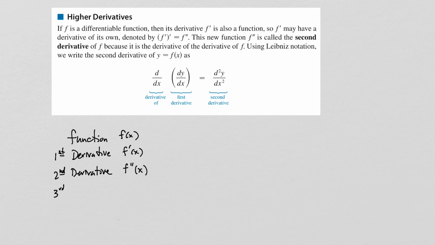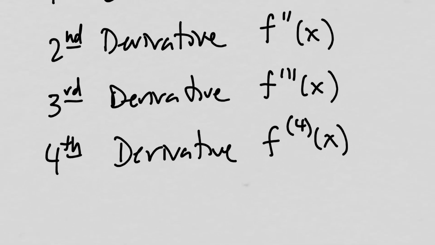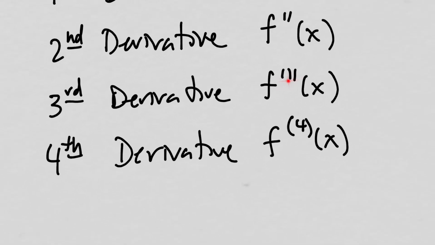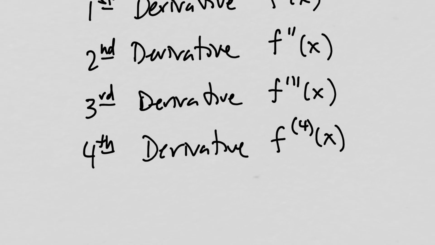We can continue this. The third derivative would have the notation f triple prime of x. And then after that point, the fourth derivative and onward would have the notation where you put the number of derivatives in parentheses. So we don't continue the prime notation because it gets to be very cumbersome if you have a lot of primes next to each other. So from the fourth derivative onward, we put the number of the derivative in parentheses like so.